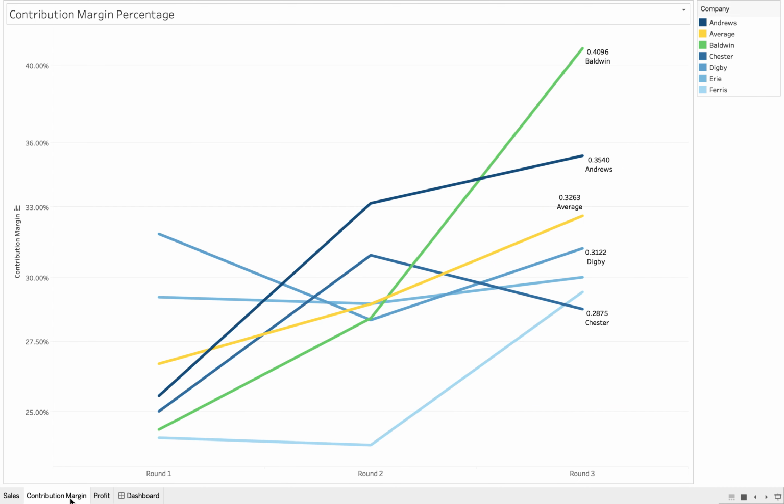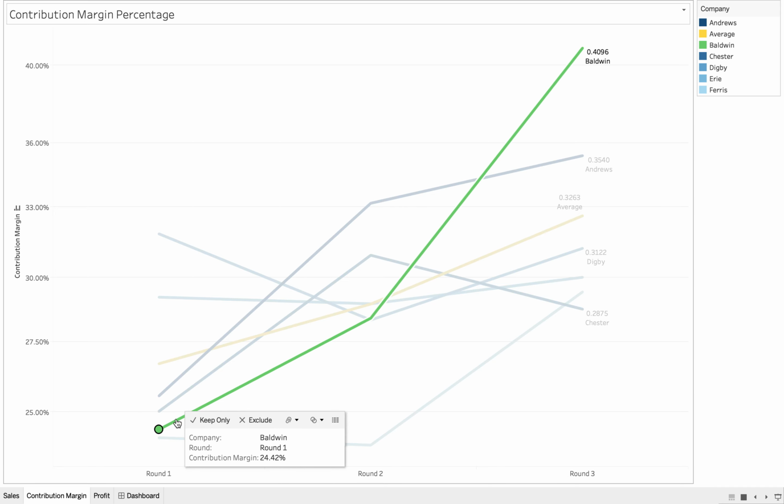worksheet that I created is a line graph, and this is the contribution margin that we had through rounds 1, 2, and 3. You can see starting out, this is us, Baldwin. At the end of round 1, we had the second lowest contribution margin. And so, given we had the most sales revenue rather, it doesn't necessarily mean we had the most profit.